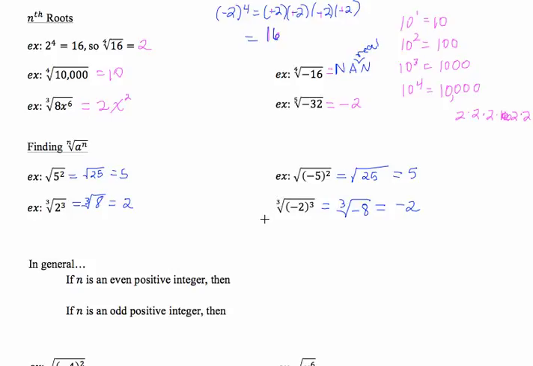Okay, so let's generalize. If n is an even positive integer, meaning the nth root of a to the n. So in this case, in the first example, we did squares. Well, 2 is even, right? 4 is also even, so the 4th root of 5 to the 4th. Let's do another example down here. The 4th root of 5 to the 4th would be 5, and the 4th root of negative 5 to the 4th would also be 5.